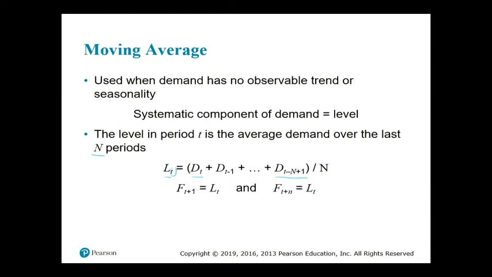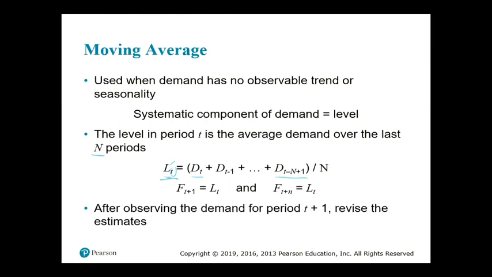Once we calculate this estimate, the actual forecast for the next period or the following periods is just equal to this L_T. And as time goes on, say now we're at time T plus 1, then we can observe the demand in T plus 1. Then we revise the estimate using this formula to generate L_T plus 1, and then update the forecast for the following periods using L_T plus 1.